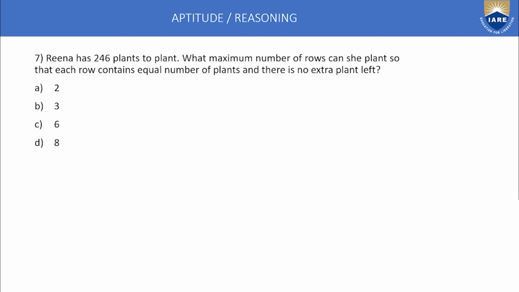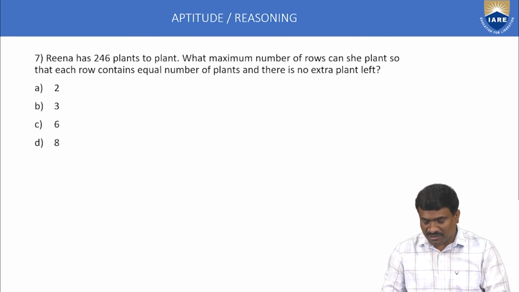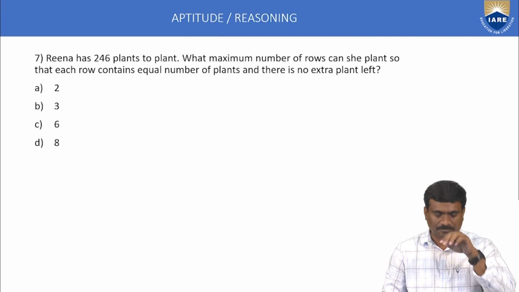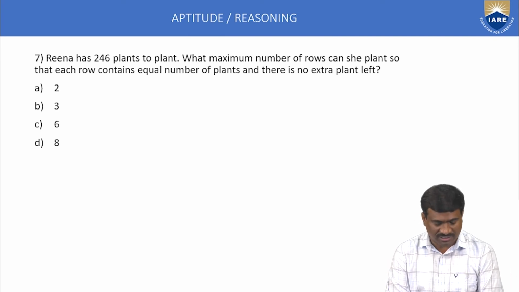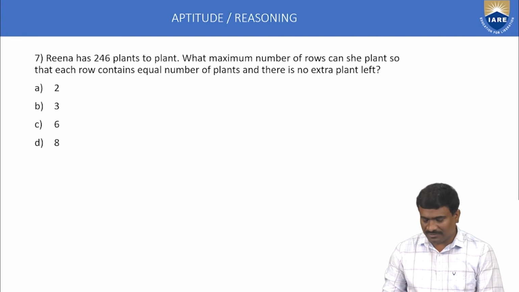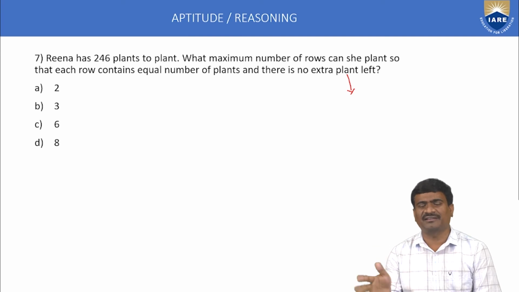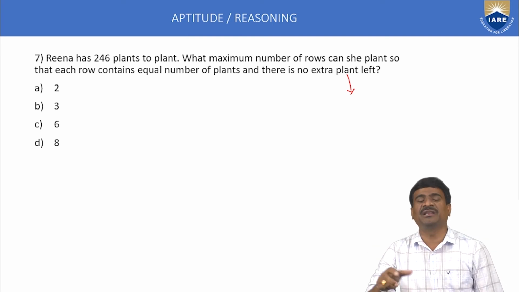Next, the 7th example. Reena has 246 plants to plant. What maximum number of rows can she plant so that each row contains an equal number of plants and there is no extra plant left? A 2, B 3, C 6, D 8. Method: no extra plant left indicates remainder is equal to 0.